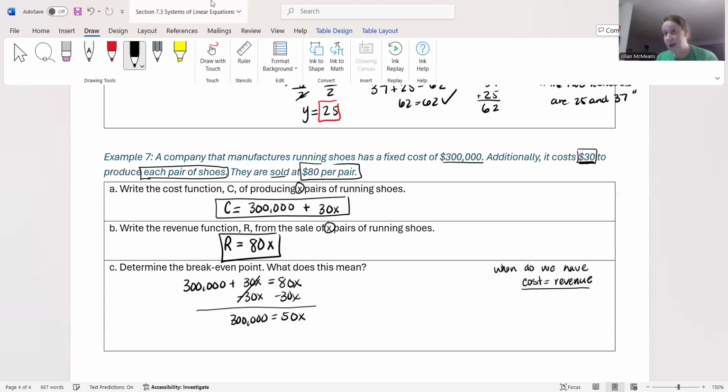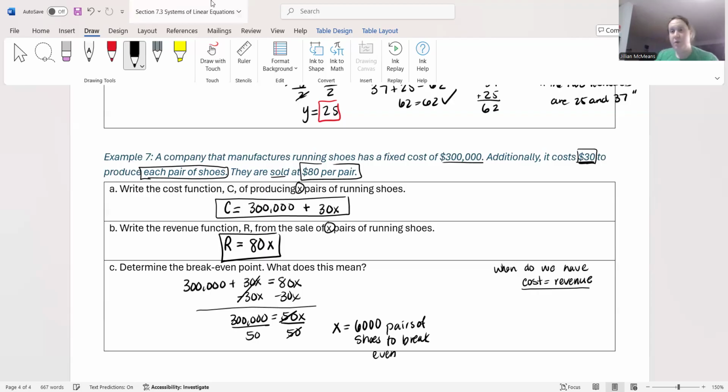Okay? Now, if I can get the x all by itself, that means undo the multiplication of 50 and x, then I'll know how many pairs of shoes I have to sell to completely break even. So I need to divide both sides of the equation by 50. On the right, 50 divided by 50 is 1, leaving me with just an x. And then on the left, we have 300,000 divided by 50. We get 6,000. All right, so x equals 6,000 pairs of shoes to break even.